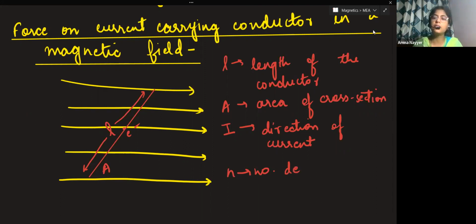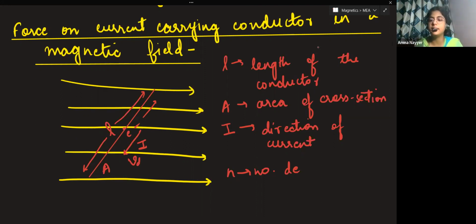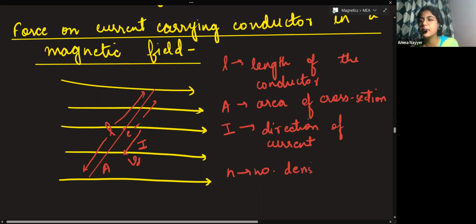See, L is the length of this conductor, A is the area of cross section, I is the direction of current. Let's say electrons are moving in this direction. The charged particle is moving in this direction. So what is the direction of current? The direction of current is opposite to that of the negative charge, so this becomes the direction of current. Let's say it's moving with velocity V, the drift velocity. Now small n is the number density.